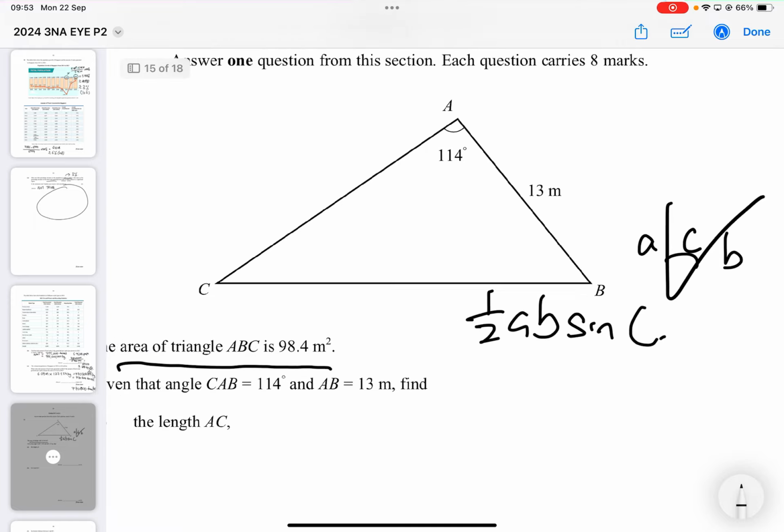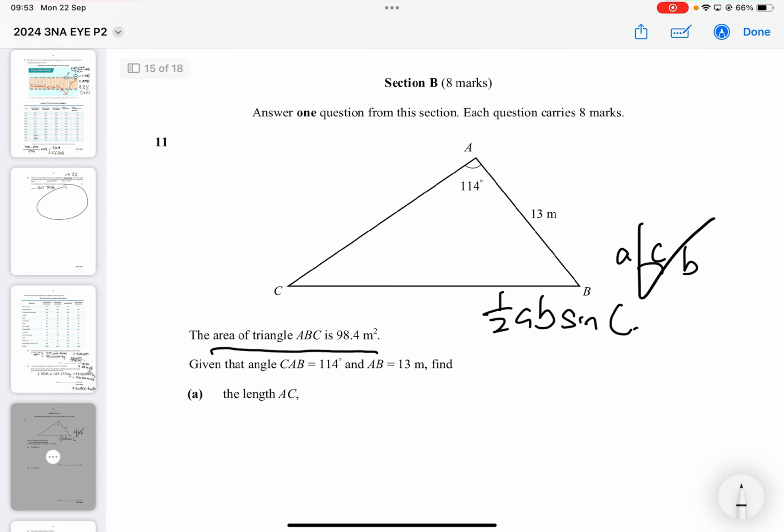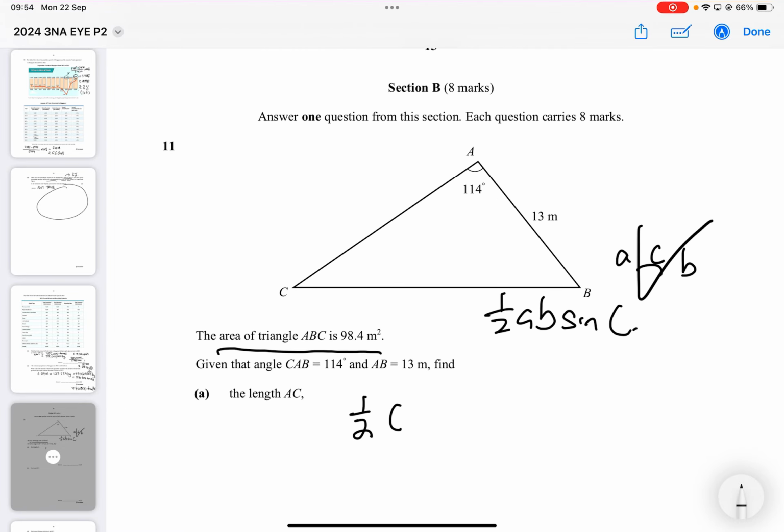So I can write down half AC times 13 times sine 114. This will give me the area. Half AB sine C. These two sides sandwiching this angle. That's why half AC 13 sine 114. Then I know the area is 98.4. They give me the area is 98.4.